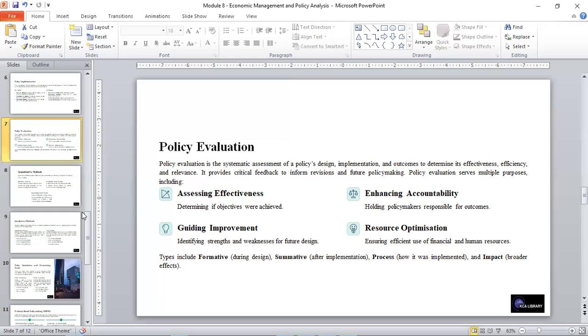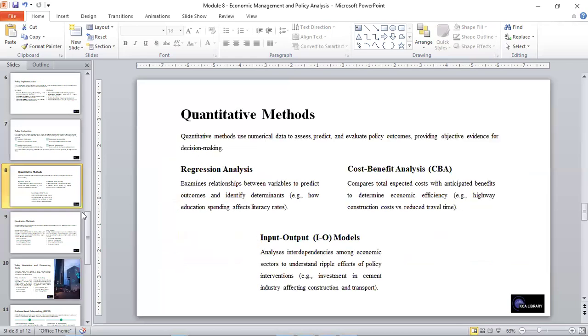implementation. We also have the process, which is how it was implemented, and the impact, which deals with the broader effects of the implementation of the policy itself. We have two methods in doing analysis: the quantitative and the qualitative. When we talk about the quantitative method, this is the use of numerical data to assess, predict, and evaluate policy outcome, providing objective evidence for decision.